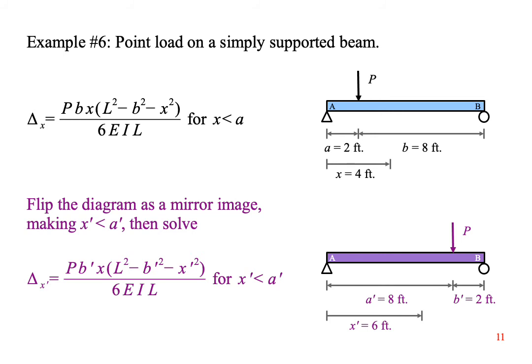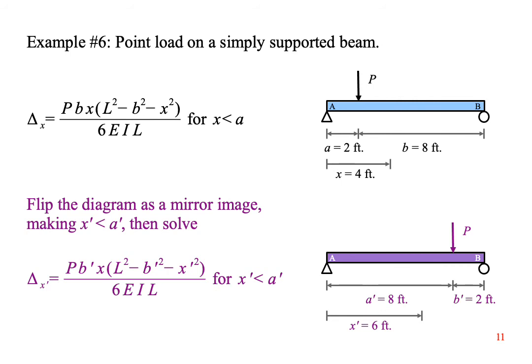Here is a case where the formula method looks like it's not going to work. We want to know the deflection 4 feet from the left end of the beam. The formula for deflection is only good for x is less than a. But here, x is greater than a.